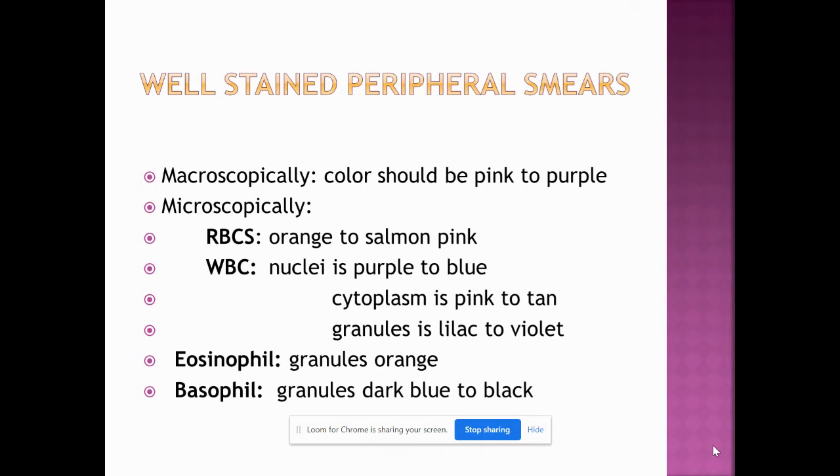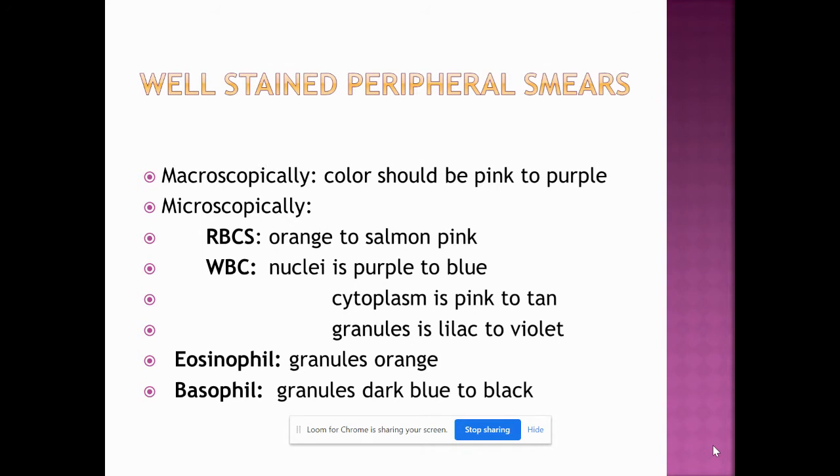But before you use your stained peripheral smears, you should check whether they are well stained. For you to know that your peripheral smears are well stained, you should take note of these characteristics. Macroscopically, it should have a color of pink to purple. Using your eyes, looking at your stained peripheral smear, the color should be pink to purple. Microscopically, it should have colors for different parts of different blood cells.